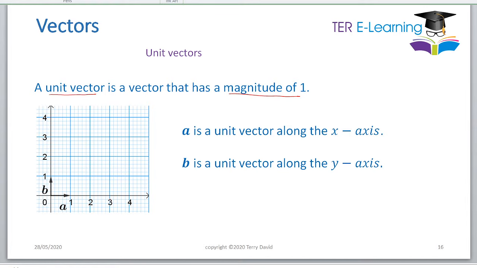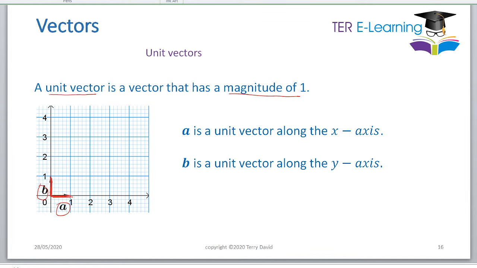So if we had a graph like this, a unit vector could be from here to here, right? This is a unit vector and we're calling this vector A. So A is called a unit vector along the x-axis. B, this is a unit vector, it has a length of 1, right? So B is called a unit vector along the y-axis.